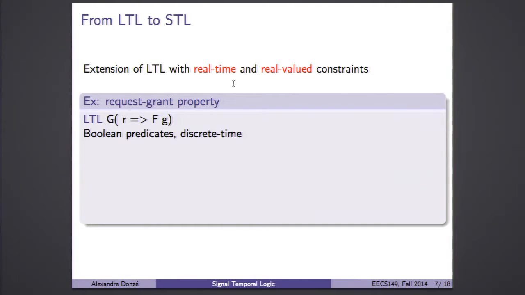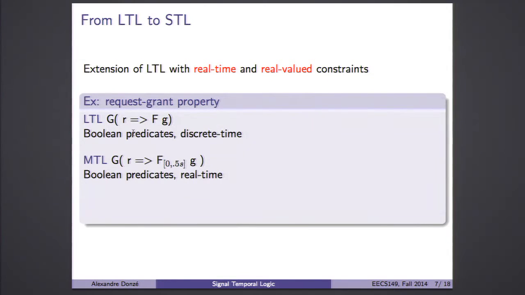The classic property in LTL, request grant property in LTL is like always when you have a request, then eventually you get a grant. Okay. So in this LTL formula, we have Boolean predicates. R is true or false. Grant is true or false. And we have discrete time. That is, we observe a sequence of discrete events.